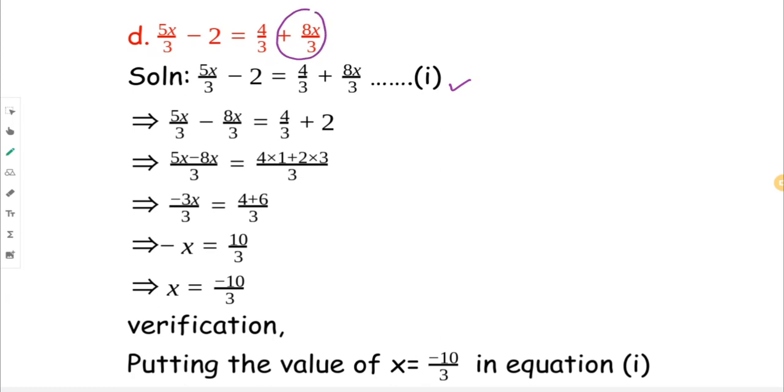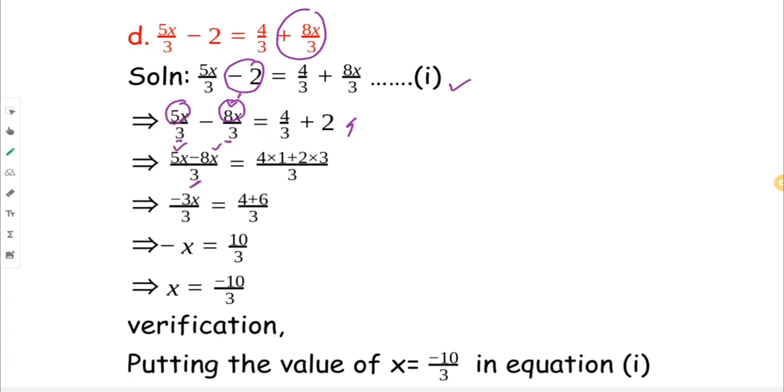So if it goes to the other side, the sign will always change. So now you can see minus 8x by 3. Same thing, this is minus 2. If I take it to the other side, it will become plus 2. Clear? So on the left hand side, if you look at the denominators, they are the same, right? Which means my LCM will be the same. And because the denominators are the same, just write down the numerators straight away.